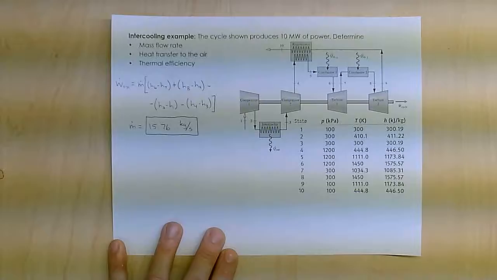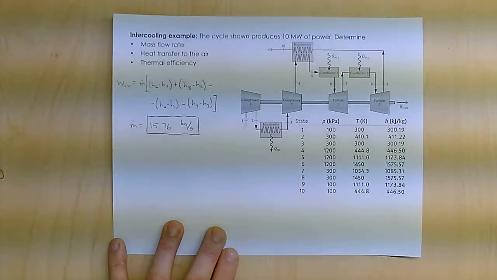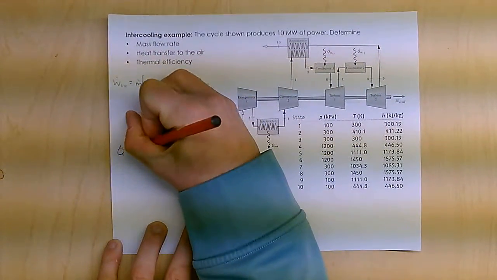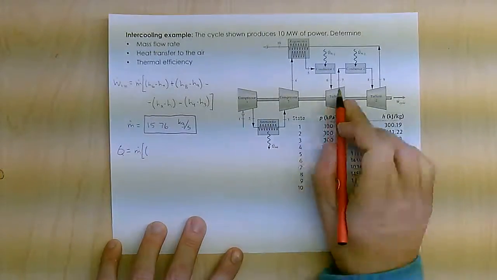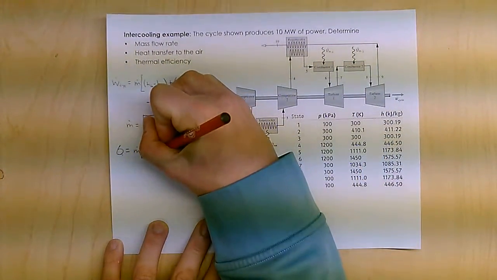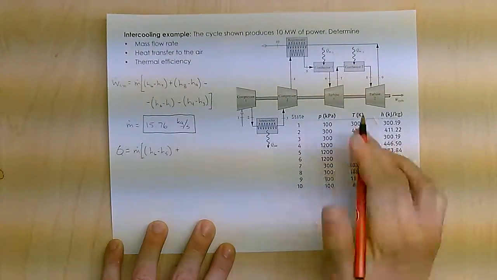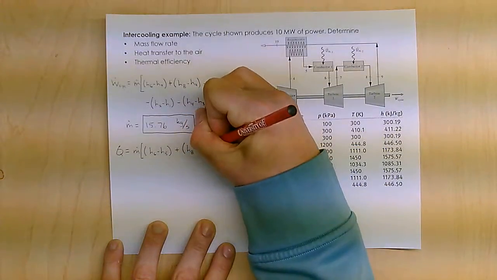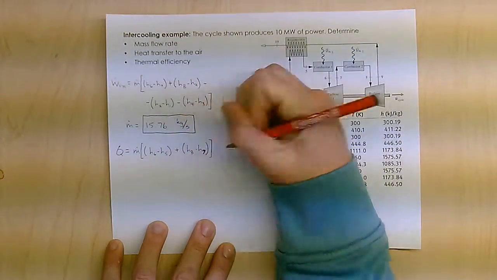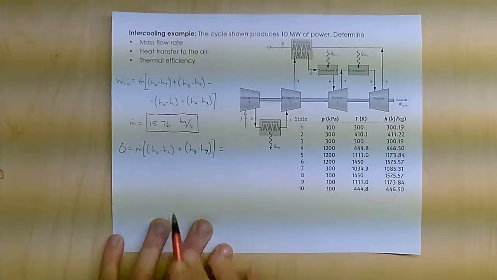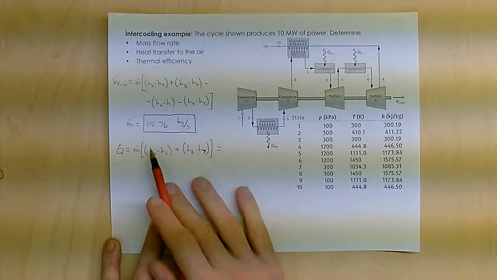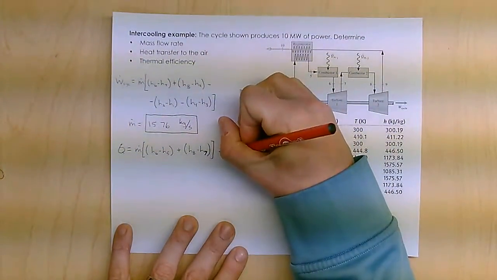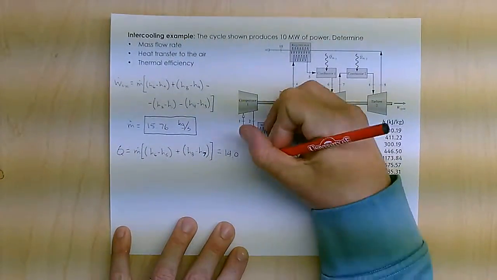With that said, I want to find Q in, which is basically the two combustors. Now I know my mass flow rate, and it's going to be H6 minus H5 for that first combustor. That's Q in, and then my other Q in is H8 minus H7. And from that, knowing my mass flow rate and all of my H values, I can get Q in to be 14,058 kilowatts.